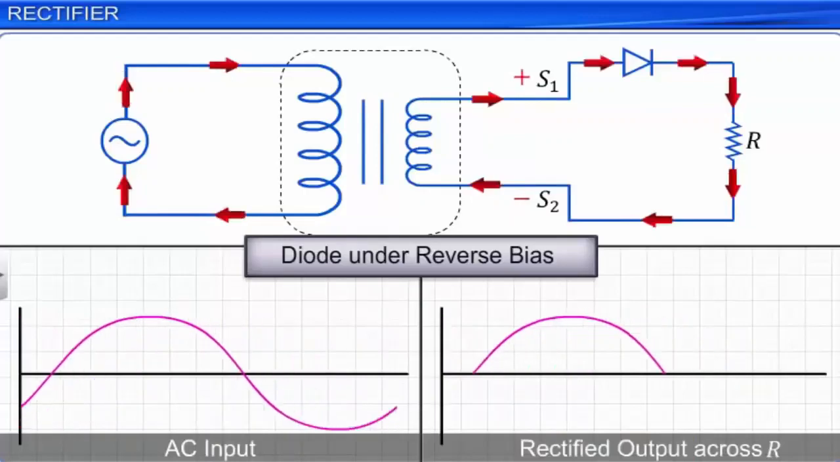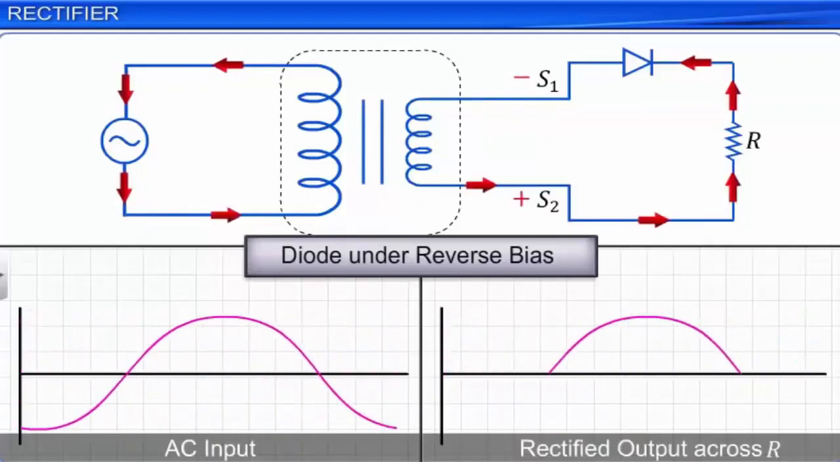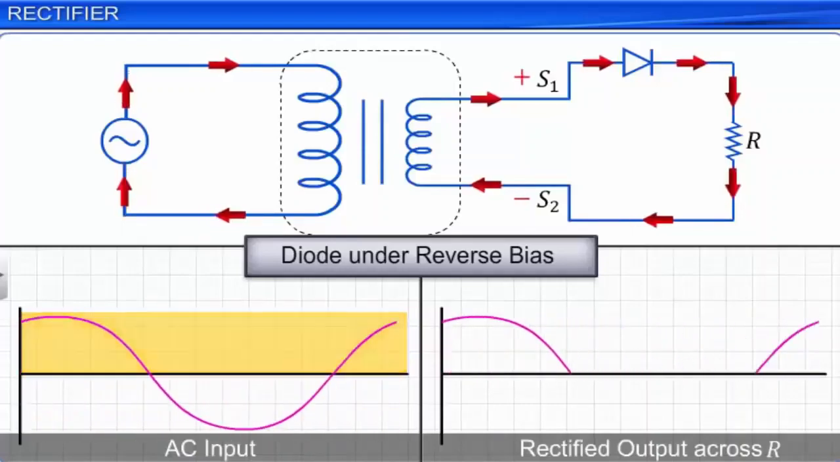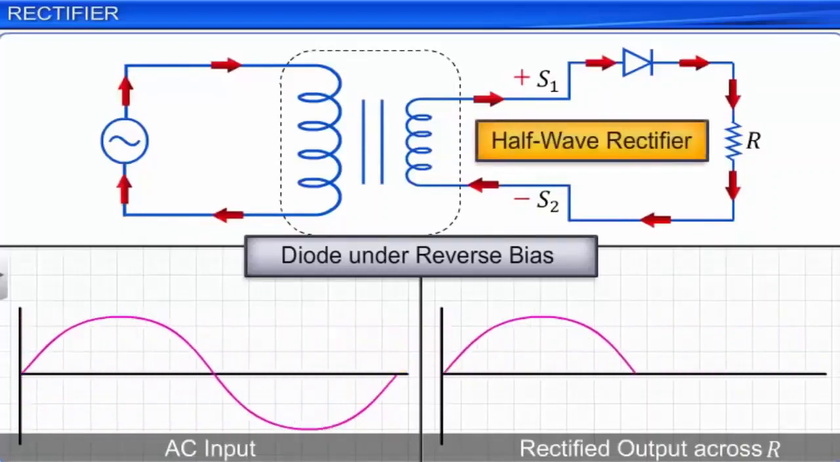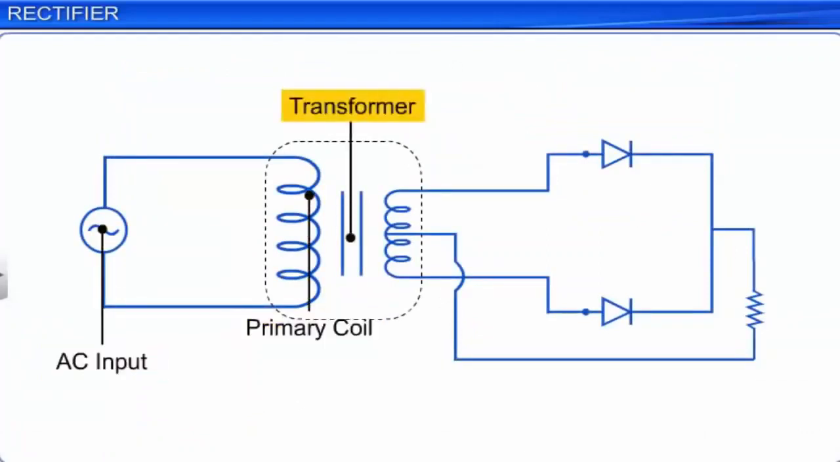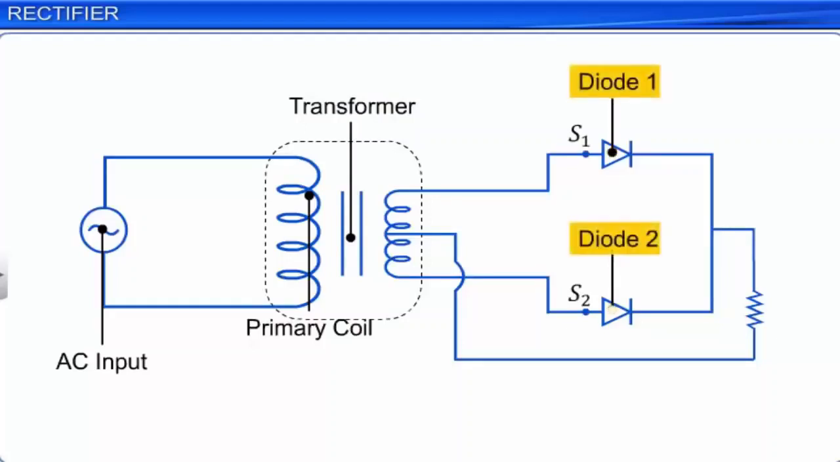Now consider the circuit as shown, in which an AC input is connected to the primary coil of a step-down transformer. The ends S1 and S2 of the secondary coil are connected to the P sides of two diodes whose N sides are connected to each other. The load resistance R is connected across the N sides of the two diodes and the center tap C is provided at the middle of the secondary coil. The potential at S1 and S2 changes with the AC input cycle.